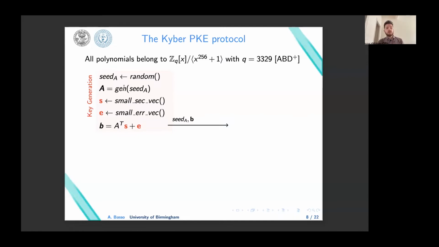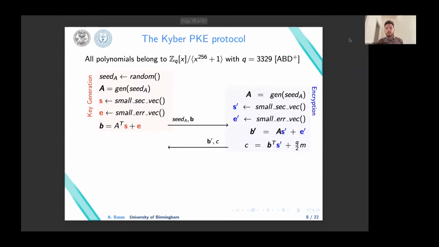And the only reason why we generate the seed and then compute the matrix A from the seed is because this allows us to transmit the value seed A rather than A, which is just a way to compress the matrix. So for simplicity, if you want, you can see this just as the matrix A, but compressed.